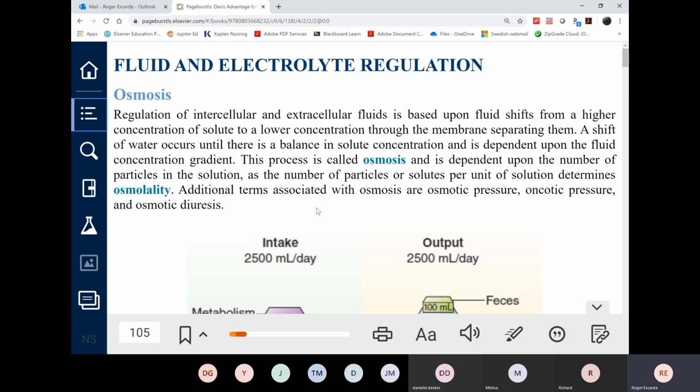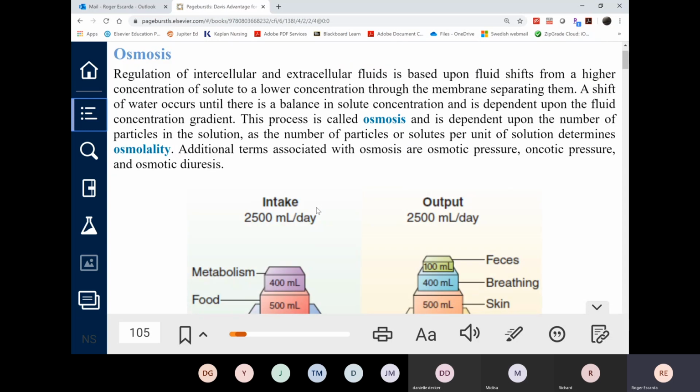Okay. So let's review osmosis. So what is osmosis, Miss Lou? Like the water concentration. Okay, so yeah, osmosis depends on the difference of the water concentration. Okay, so let's review then.